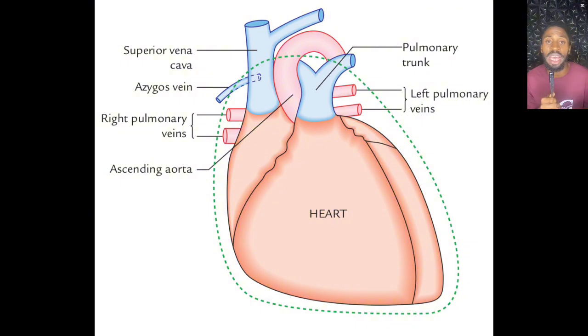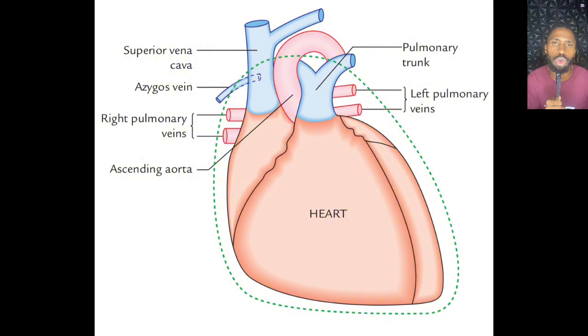So what are the veins you can find there? The first vein you can find is the lower half of the superior vena cava, the terminal part of the azygos vein, and you can find finally the pulmonary vein, both the right and the left pulmonary vein. Now, what are the nerves you can find in this middle mediastinum? You can find the phrenic nerve, and the last one is the deep cardiac plexus.